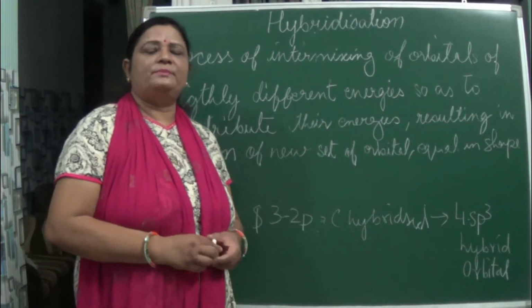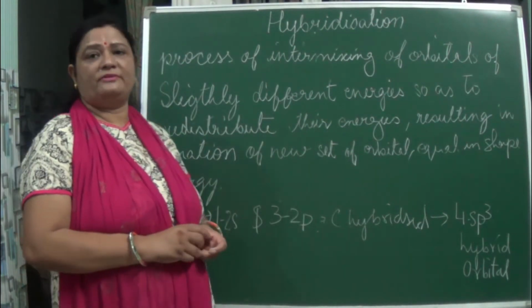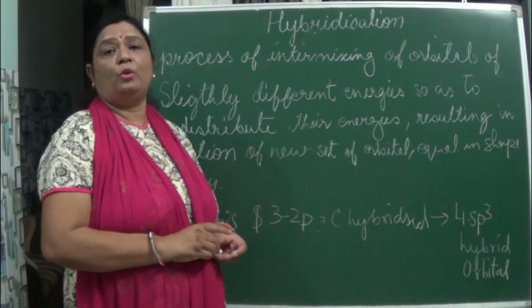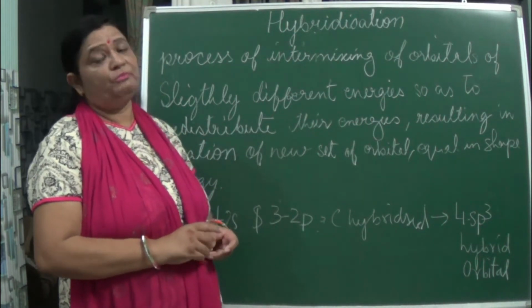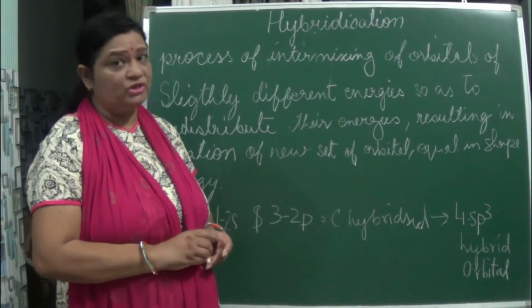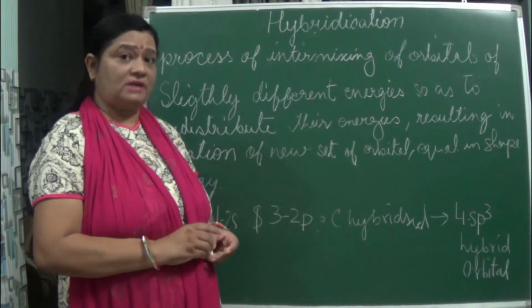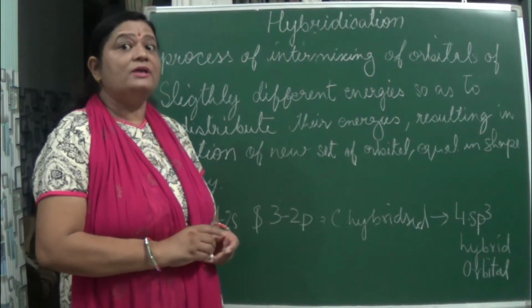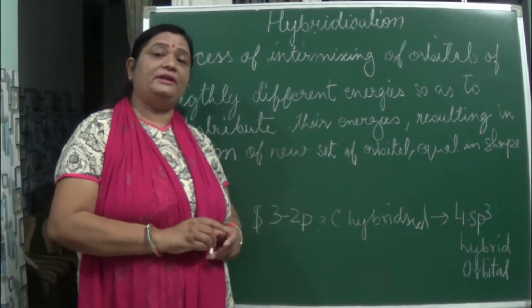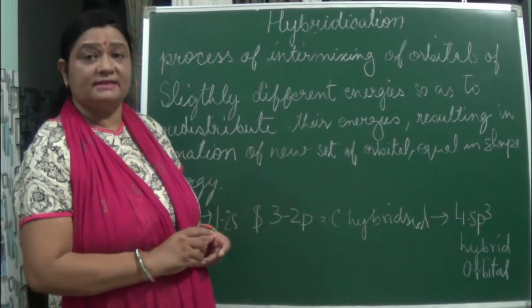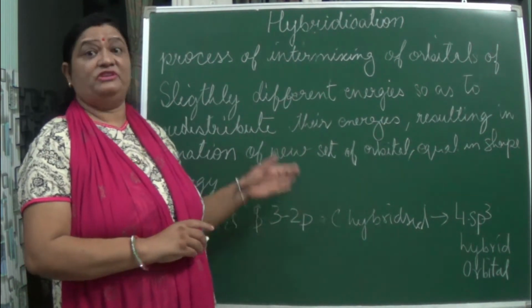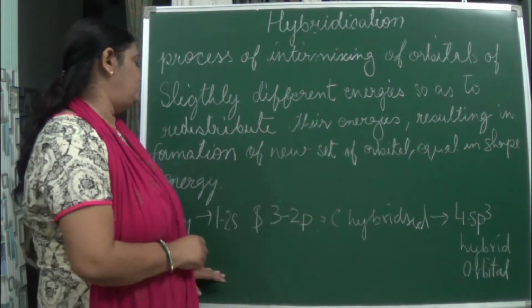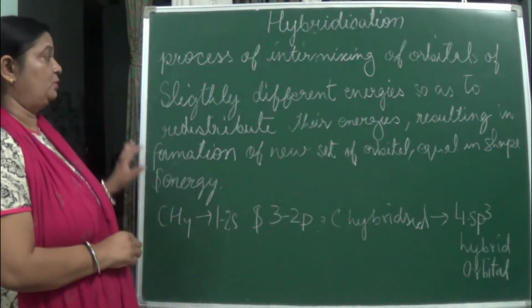So students, in the previous video we studied the overlapping in case of methane molecule. The angle should be 90 degree, but it was not that, isn't it? It was coming some different value. So I had said that we will understand it in the concept of hybridization. So here we are going with that, which will tell about the shape and the energy also.